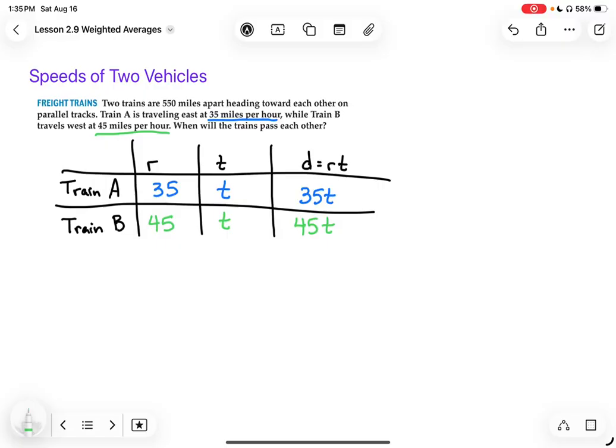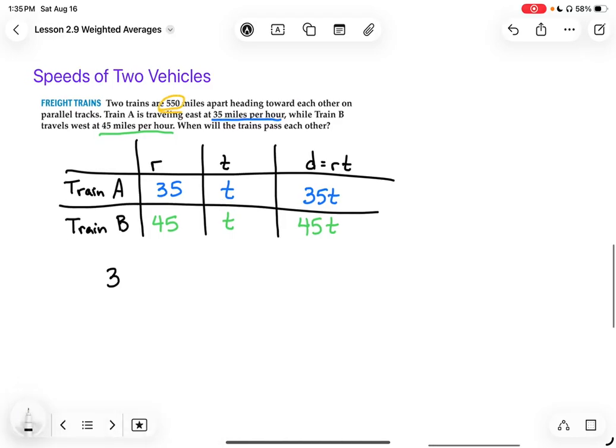Okay, so how are we going to do this? Well, we know how much distance train A is covering, 35 miles per hour, or 35t. We know how much distance train B is covering, 45 miles an hour, or 45t. And we know that the two trains will pass each other after they have covered, according to the problem, 550 miles. So we're going to take the distance train A covers, add the distance train B covers, and see how many hours it is going to take for that total distance to be 550 miles.